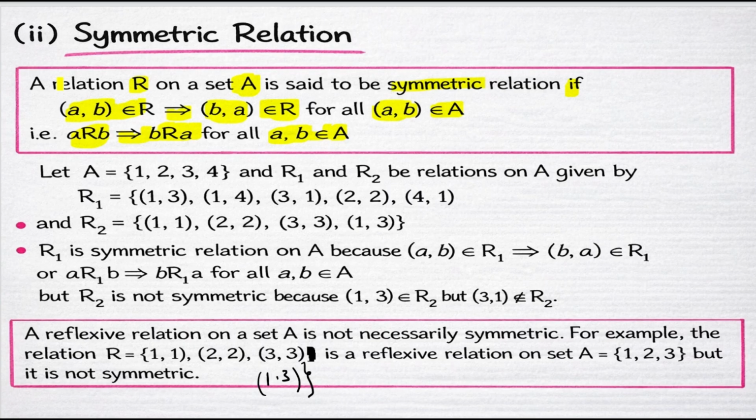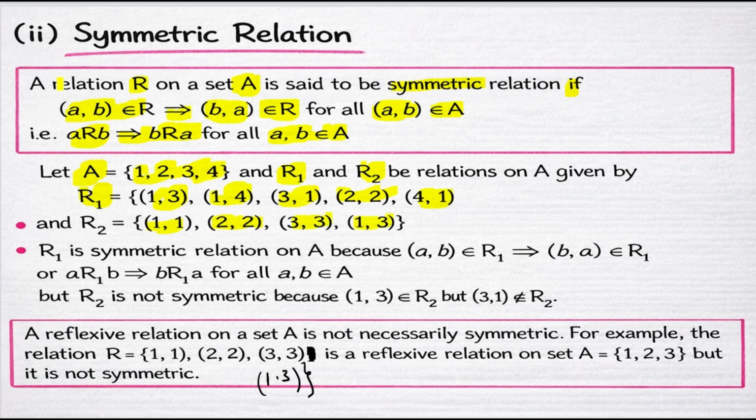To make it clear, I will take one example here. Let set A contain four elements. I define two relations R1 and R2 in such a way that R1 is (1,3), (1,4), (3,1), (2,2), (4,1). R2 I defined in such a way that (1,1), (2,2), (3,3), (1,3).